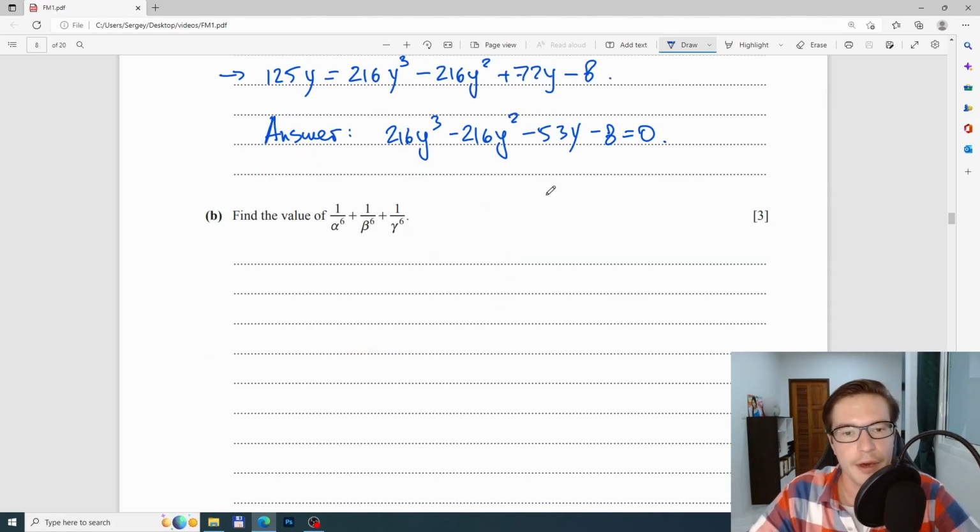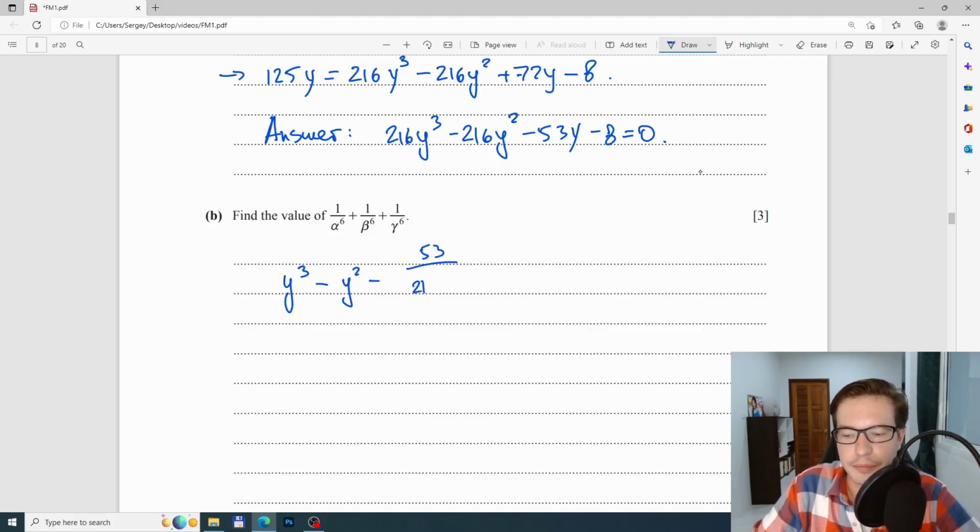Finished. Next question. So basically what it says is that we have to find the sum of squares of the roots of the equation we got in part A. To do so, I will first divide our equation by 216, and I will show you why we do so in the first place. So it's y cubed minus y squared minus 53 over 216 y minus 8 over 216 equals 0.